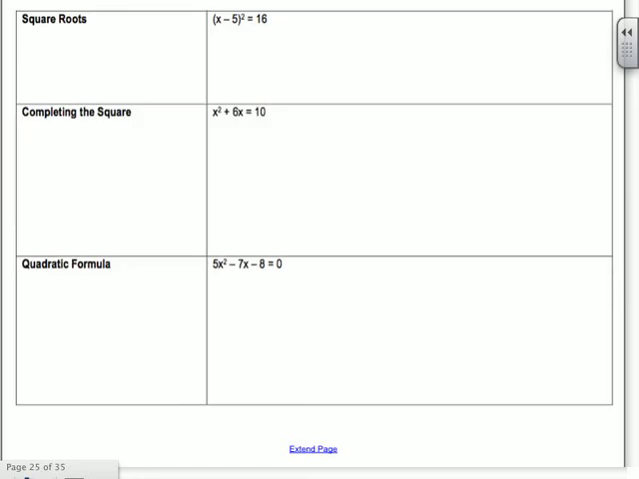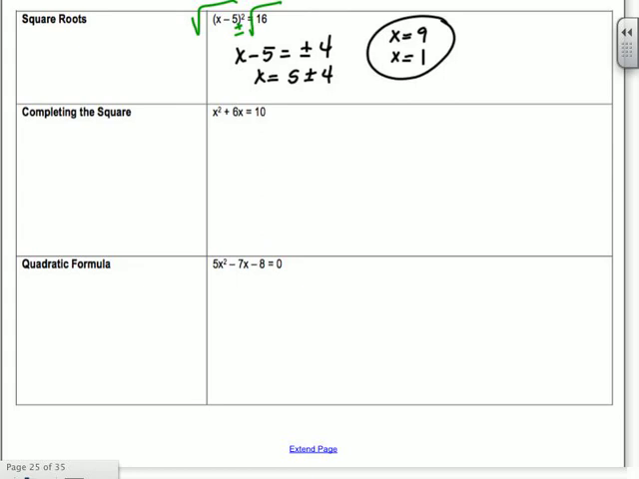So the next thing is what I call the square roots method. It's when it's already set up, so it's something squared equals a number. So you can just take the square root of both sides, write plus or minus. So you'd get x minus 5 equals plus or minus the square root of 16, so 4. Add the 5 over, so you get 5 plus or minus 4. So x equals 9 and x equals 1. Those are your two answers. So 5 plus 4 and 5 minus 4.